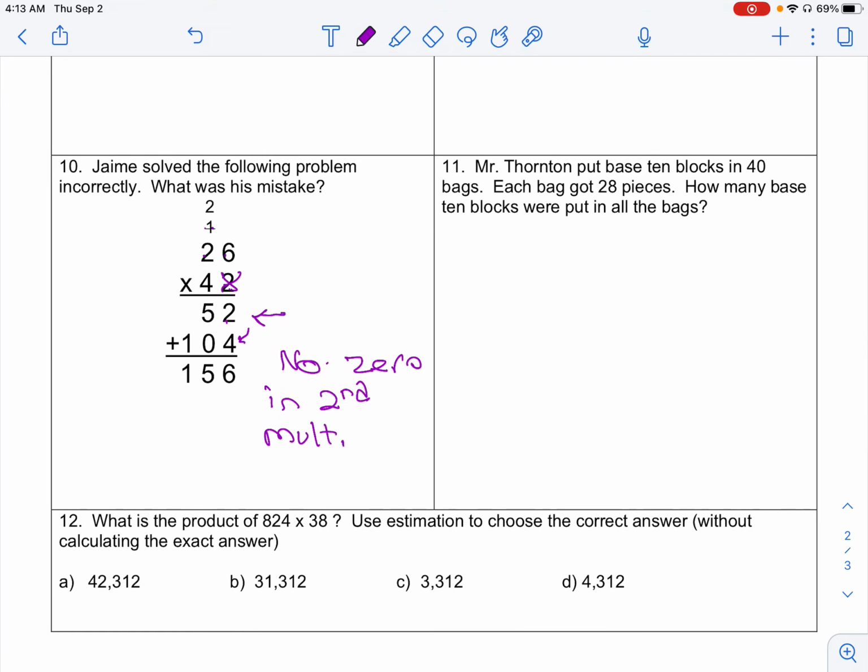11, Mr. Thornton put base 10 blocks in 40 bags. Each bag got 28 pieces. How many base 10 blocks were put in all the bags? If you do the multiplication, you're going to end up with 1,120 blocks.